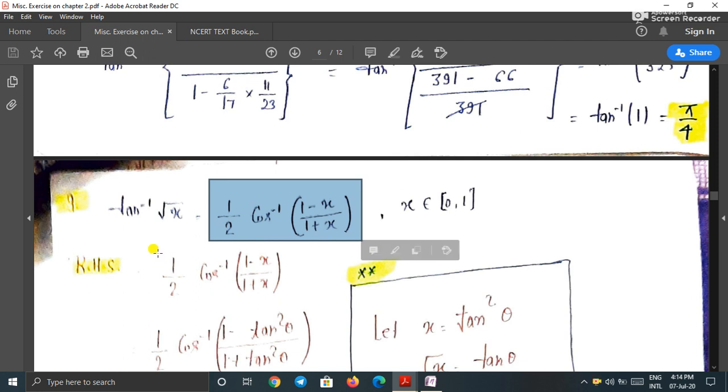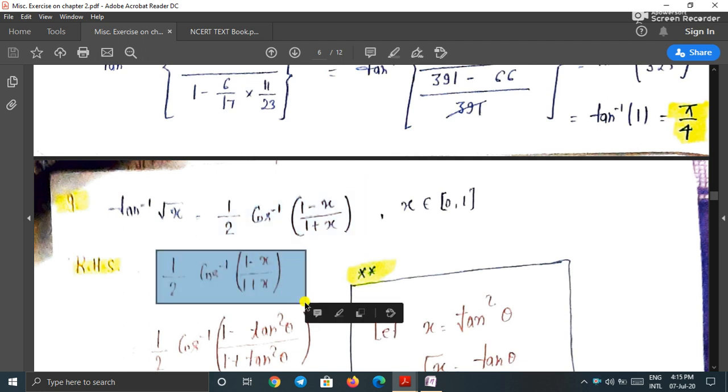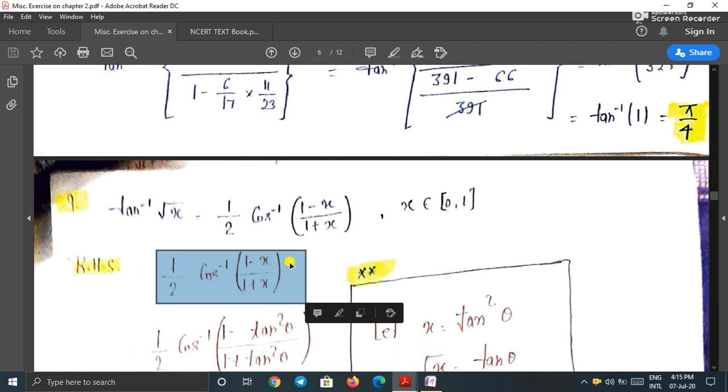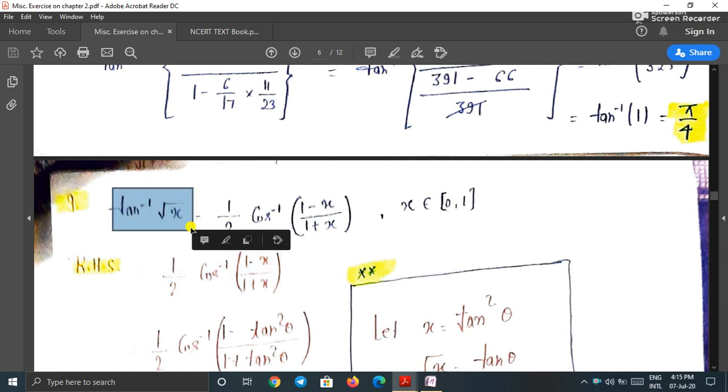How to solve the right hand side? By substituting x equal to something, you can solve the right hand side. But what value should be substituted? See, we have to give the answer in tan inverse. Means you have to put the value of x in terms of tan. Because you have to bring the answer in tan inverse, whatever value you substitute in place of x has to be in terms of tan.